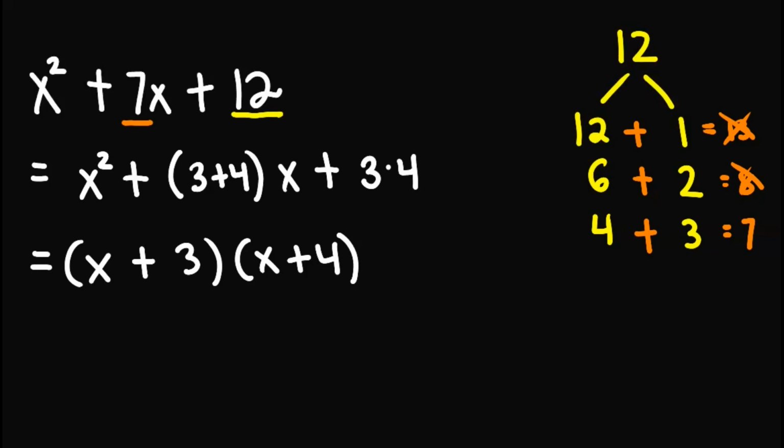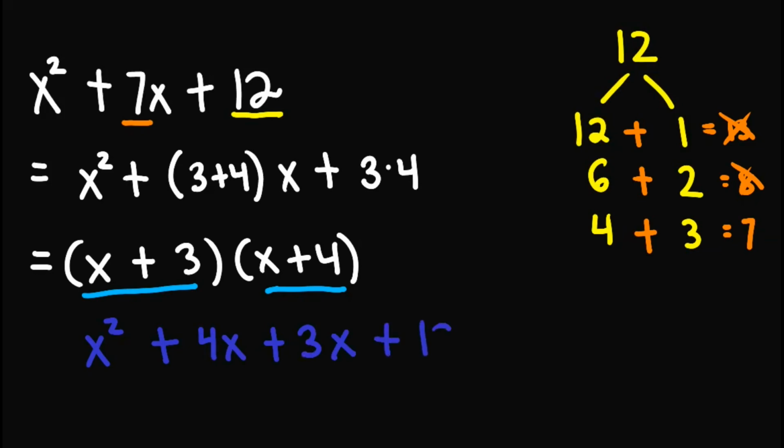Now to verify, if we apply the FOIL method out here, then we'll have the first term, which is x times x, the outer term, which is 4 times x, the inner term, which is 3 times x, and the last term, which is 3 times 4 or 12. When simplified, this results into this one. So let's have another example.